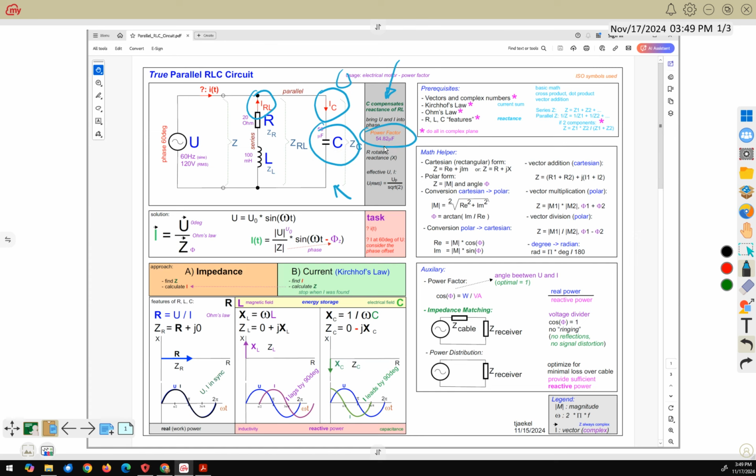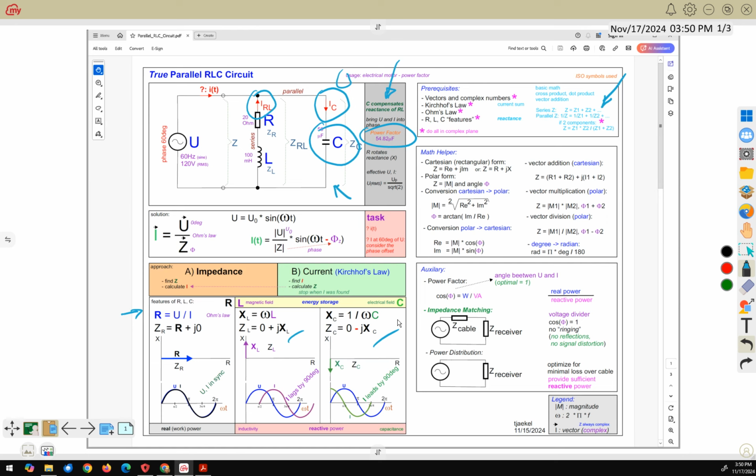I gave you also what would be the correct value for the capacitance so that the voltage and the current are in phase. You have no reactive power, but the power factor issue is a different lesson. This one here gives you the requirements, what you have to know already, how to do vectors, complex numbers, what is Kirchhoff's law, what is Ohm's law, what are the features. These are the features of all the different components we use, the resistance, the inductor, and the capacitance.